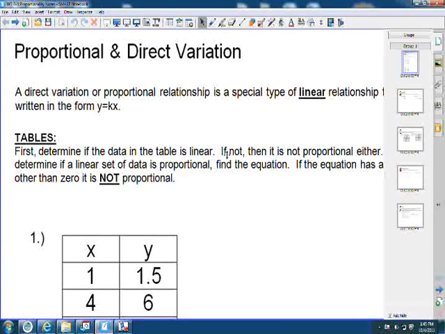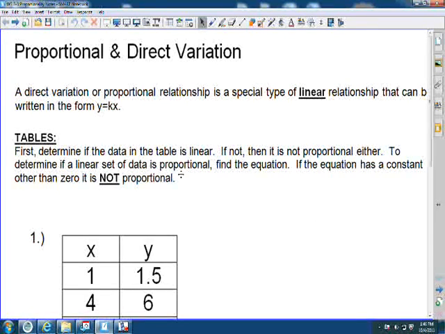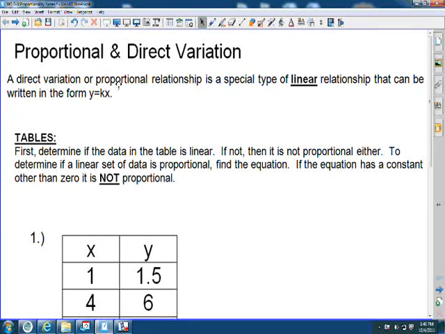This video is an introduction to proportional and direct variation. A direct variation or proportional relationship is a special type of linear relationship that can be written in the form y equals kx.